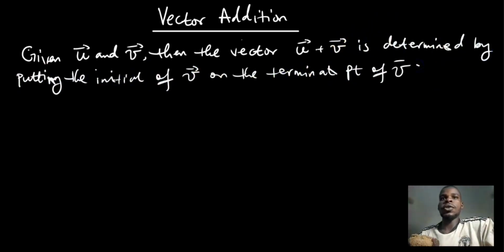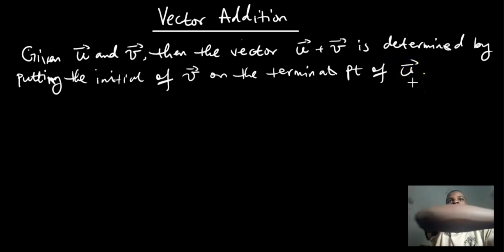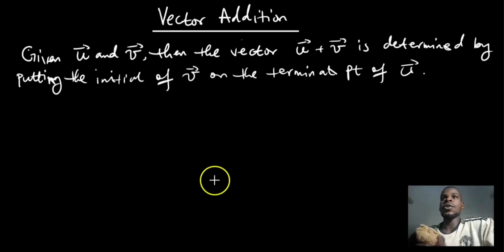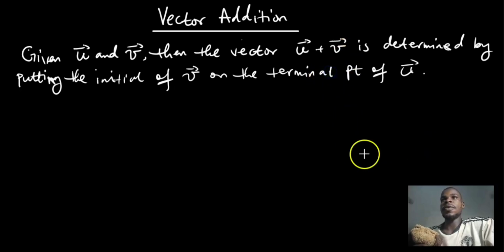Okay, so to determine the sum of two vectors, we have to place the initial point of the second vector on the terminal point of the first vector. And in fact, we could also do it in a different order. We could place the initial point of the first vector on the terminal point of the second vector, and that is so because vector addition is commutative, so the order is irrelevant, right?